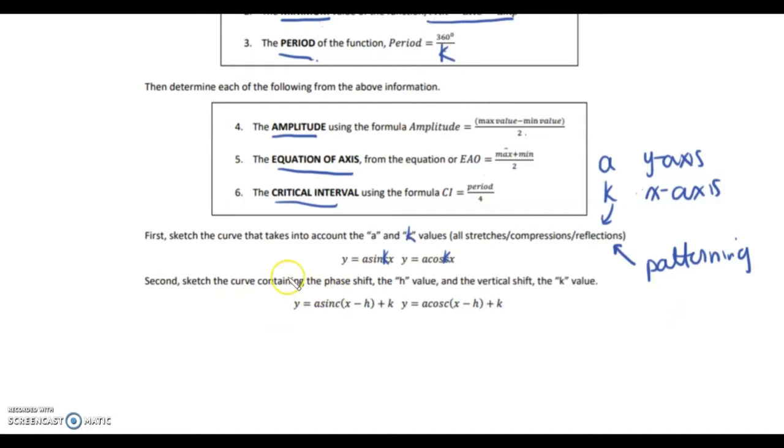Then second, we're going to sketch the phase shifts, the H and the C values. So we're going to change this so it's consistent. Okay, y equals a sine k(x minus h) plus c. Okay, same thing for cos. So then we're going to just shift our graph.